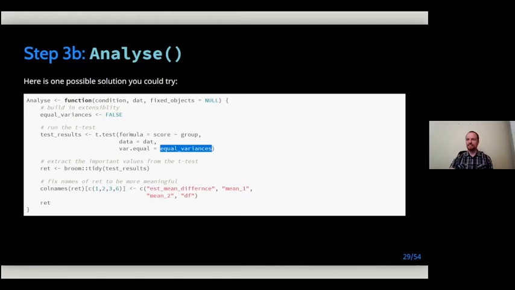So I'm going to run the t-test. Since my data was in long format, I'm going to take my dependent variable, and it's going to be predicted by or explained by my grouping variable. And it's going to take the object dat that we created from our generate function, and that'll be passed in as the data for the t-test.